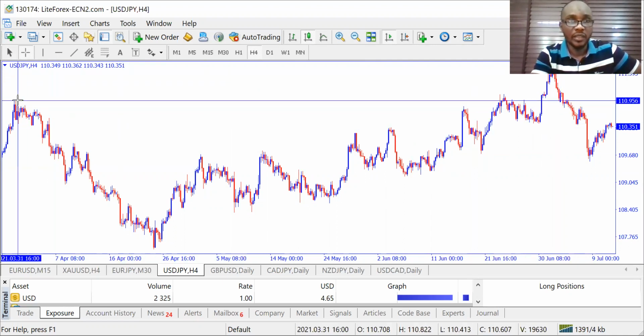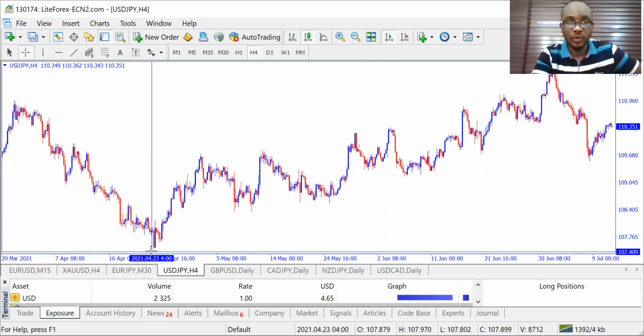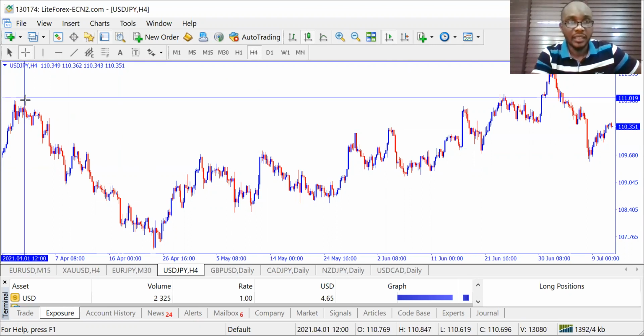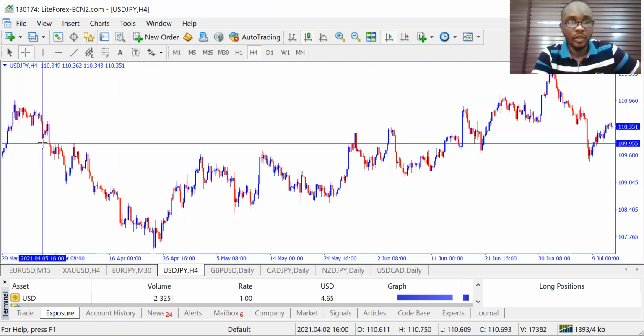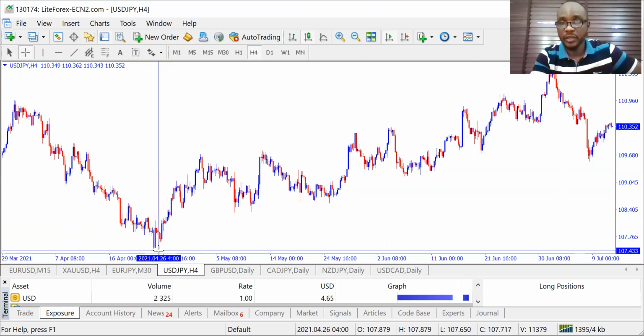Now, a downtrend is a trend going from a higher price to a lower price. It has a lower low, lower high, lower low, lower high, until you come to the lowest point.